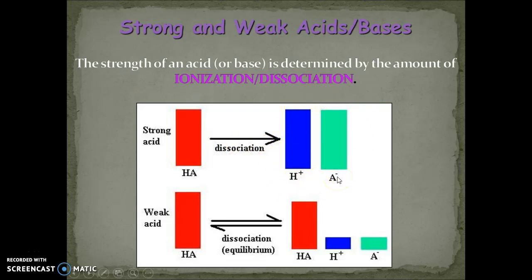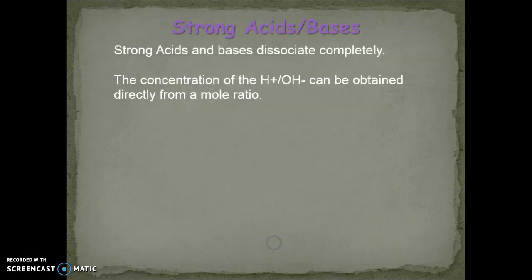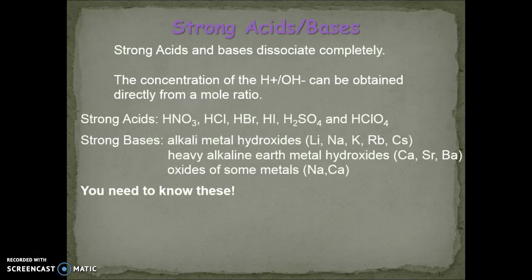If you have a weak acid or base, the whole molecule establishes an equilibrium with the ions. So in the end, what you wind up having is some whole molecules and some ions, and so equilibrium is established. And that's true whether or not you have an acid or a base. So strong bases and strong acids dissociate completely. So you can find the concentration of the ions simply by doing a mole ratio.